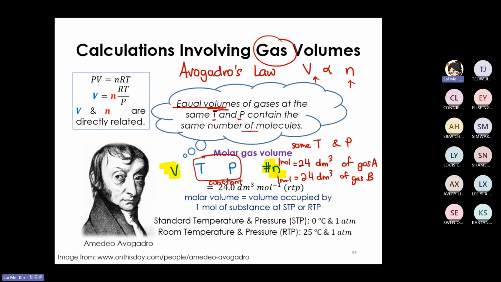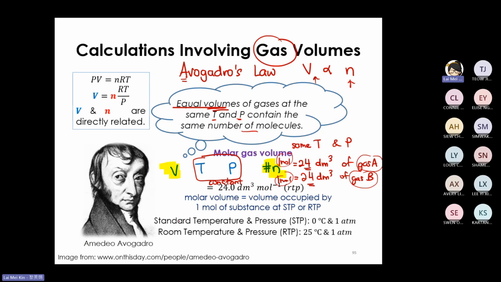All right, so for gases, we talk about 4 things: volume, pressure, number of mole, and temperature. For the first law, Avogadro's law, I want to look at the relationship between volume and number of mole. So temperature and pressure must be the same. Avogadro's law says that at the same temperature and pressure, the same volume of different gases will have the same number of mole.